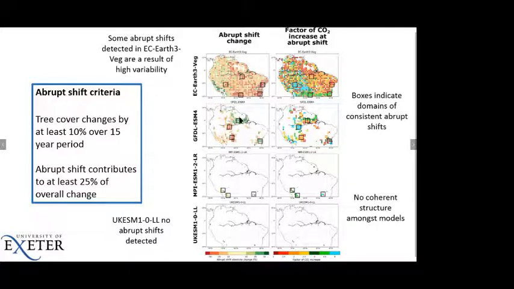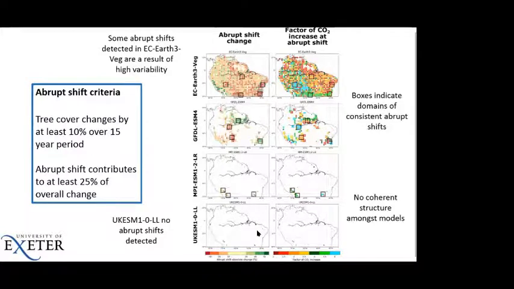Also in the GFDL model, despite the patchy initial state, we do have quite a few regions of interest where there are these abrupt shifts. But this is less so for the MPI model. And again, for the UK ESM model, we don't have any abrupt shifts at all.